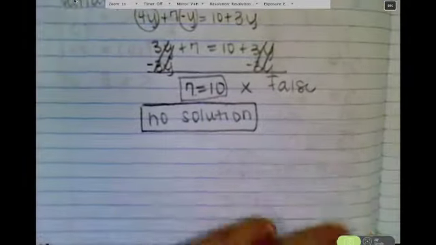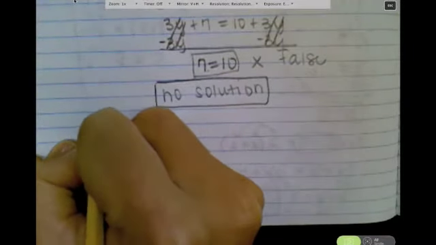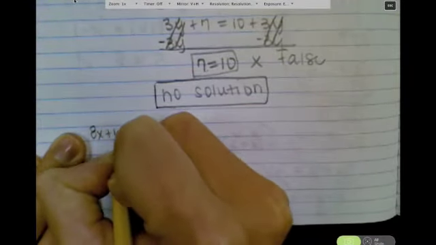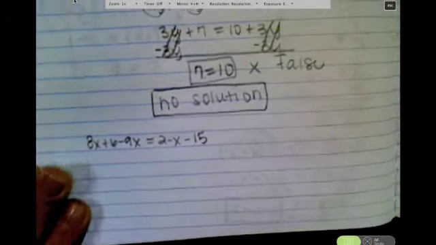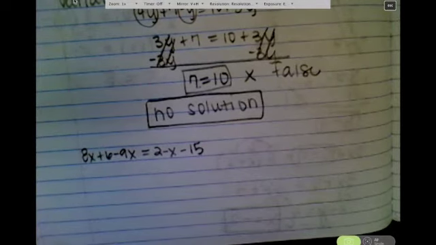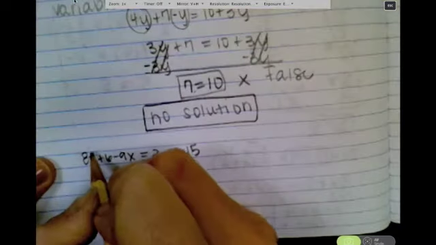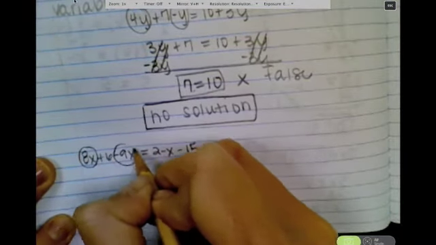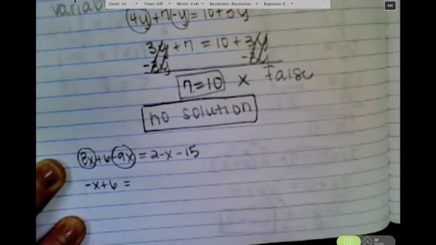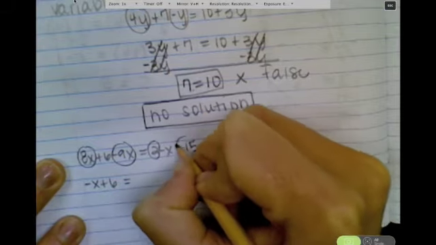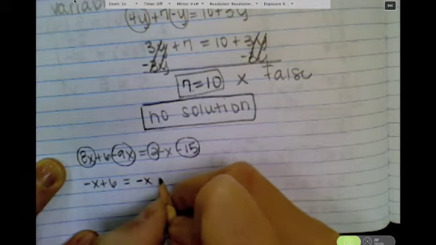So let's do a couple more examples like that, and then we'll be finished with today's notes. Okay, 8x plus 6 minus 9x equals 2 minus x minus 15. So remember, before you try to solve, always simplify. So what can we do to simplify here? We can combine the 8x and the negative 9x on the left side. So that would be negative x plus 6. And on the right side, we can combine the 2 and the negative 15, which would be negative x minus 13.